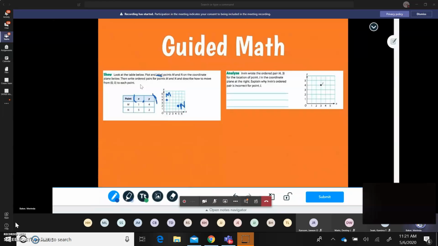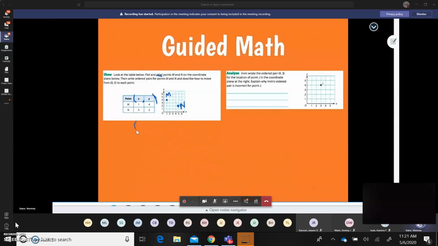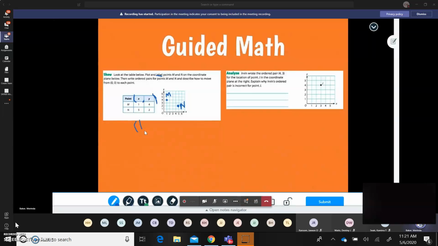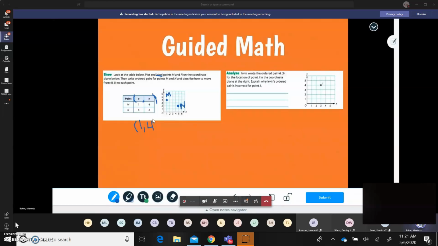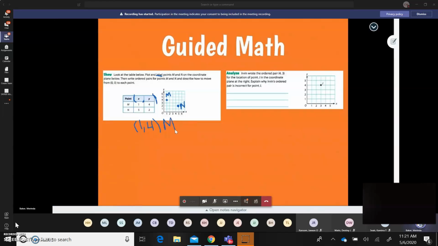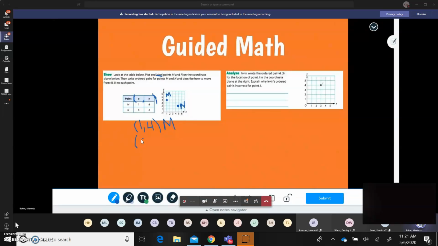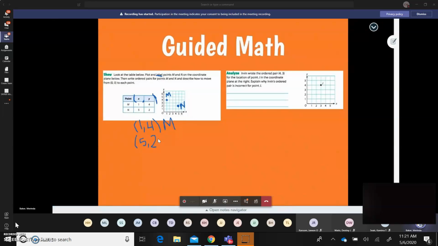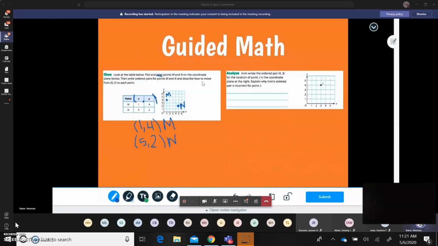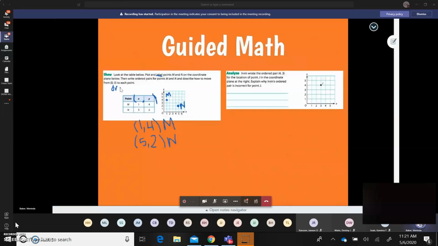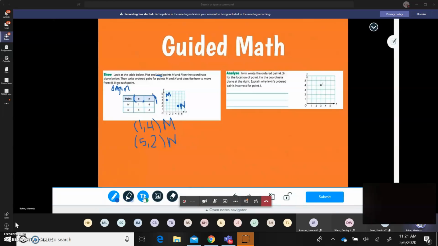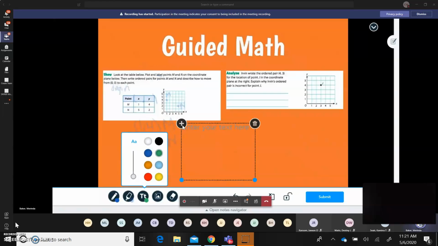But then the last part of the question is to write the ordered pair. So finally, our ordered pair for M was 1, 4. So that's M. Our ordered pair for N was 5, 2. I will write that, and then now I have to describe how to move from 0, 0, which is the origin, to each point. So I'm going to type that in. So pay very close attention to how I describe how to get to that point.